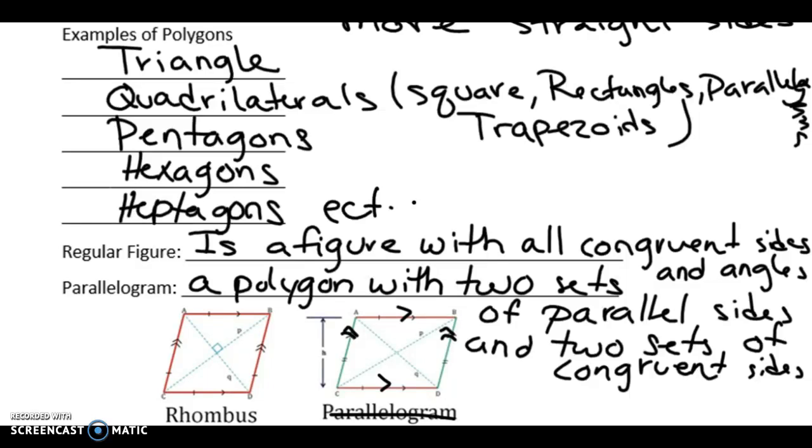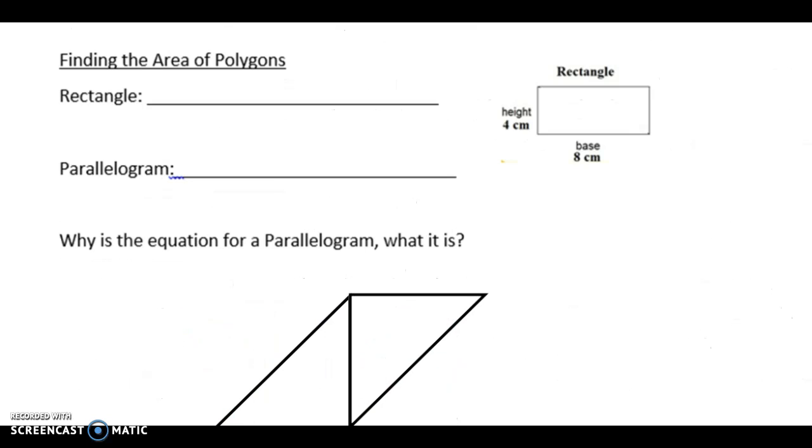Okay? A rhombus falls under that same category. It's got 2 sets of parallel sides, but then all the sides are the same length. So that still falls under the category of being 2 sets of congruent sides. Okay? A square is another parallelogram, and so is a rectangle. Alright, so let's get into finding the area.